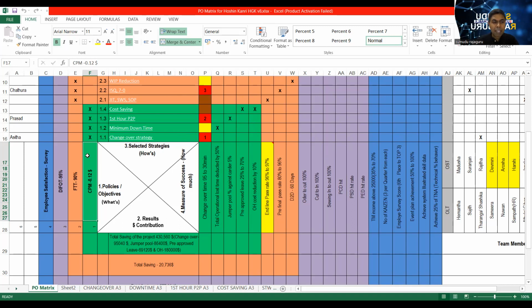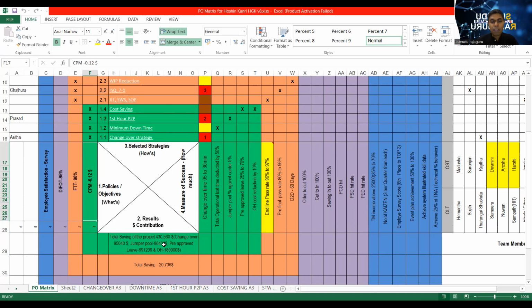Now, the policy here. That policy is connected with 4 strategies. Those 4 strategies are connected with 5 measurement points: changeover 1 measurement point, minimum downtime 1 measurement point, first hour P2P 1 measurement point, but when considering the cost saving, there are 2 measurement points. That means one strategy can be measured through several measurement points. That is also okay. So finally, in here, results.